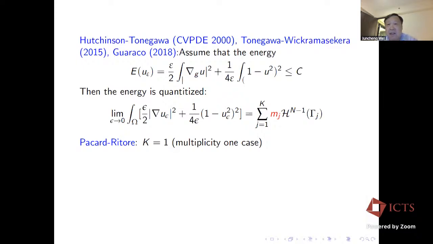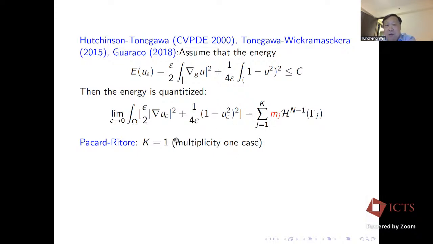Hutchinson and Tonegawa, and Wickramasekera, proved that if the energy is bounded, then the energy is quantized. So the energy is an integer multiple of the area of the minimal surface. And the Pacard and Ritoré case is the multiplicity 1 case.